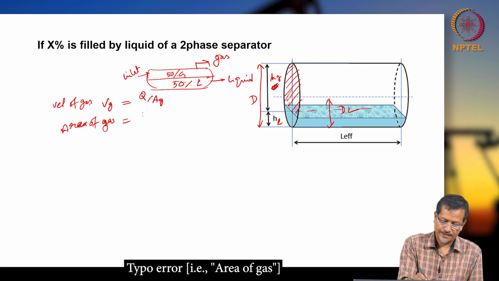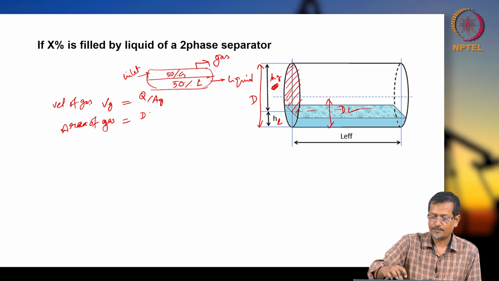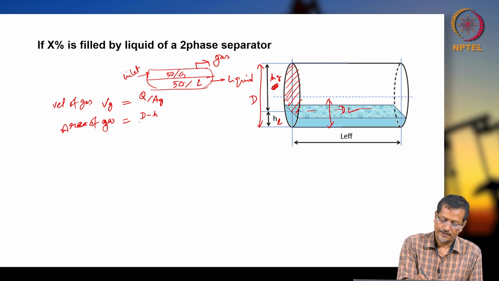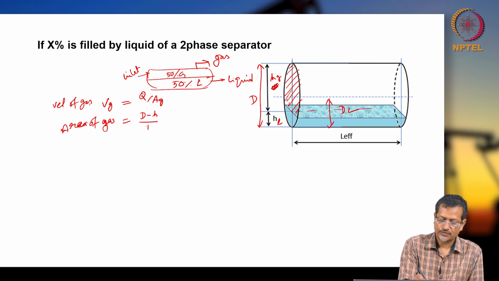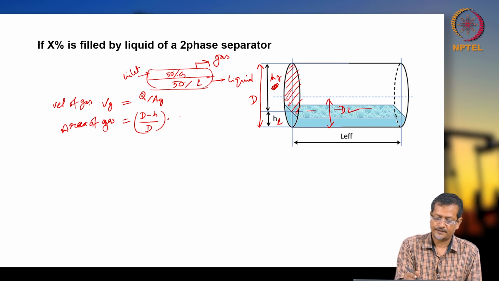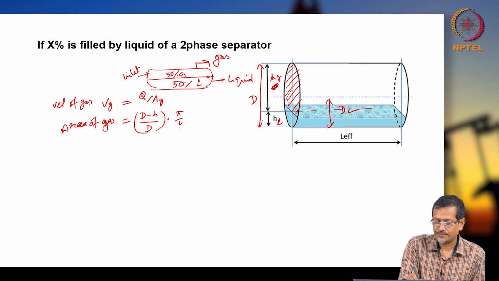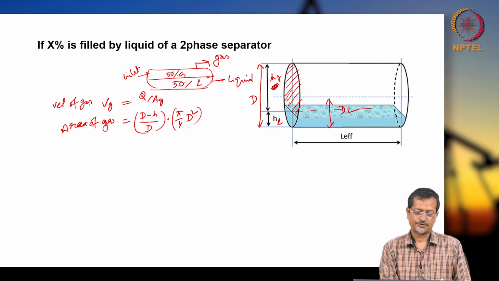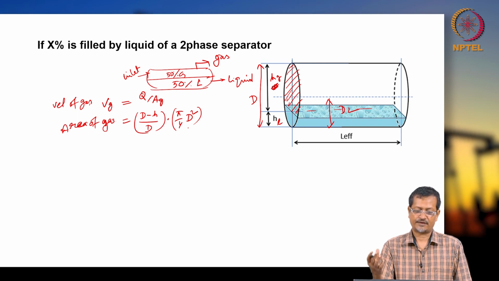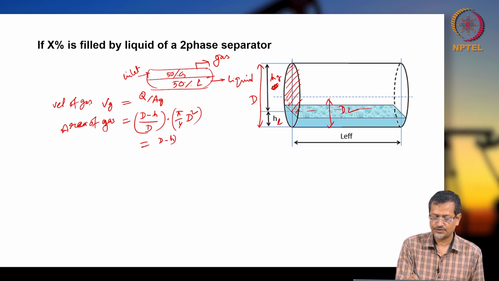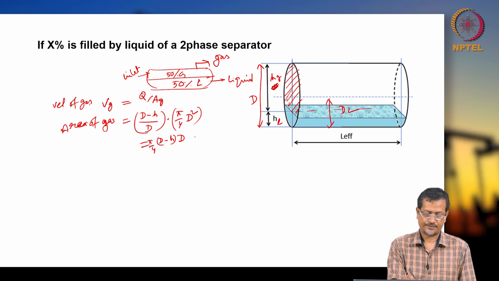So it will be D total minus small h, fraction of this one, so capital D again, into the total area. Total area means pi by 4 d square. Okay, so this fraction of volume is available for gas. So this will be coming like this: (D minus H) by D, into pi by 4 D square.